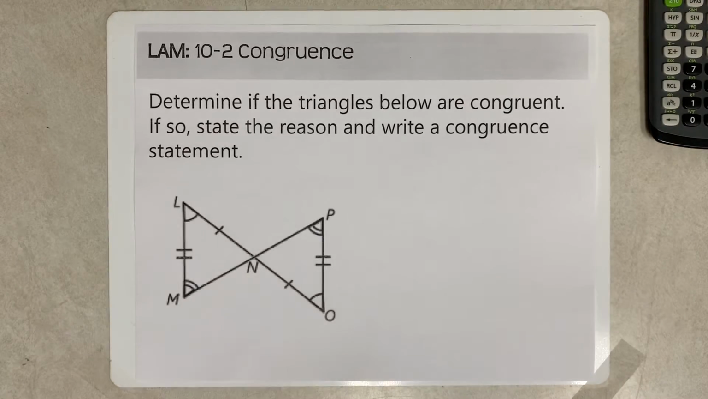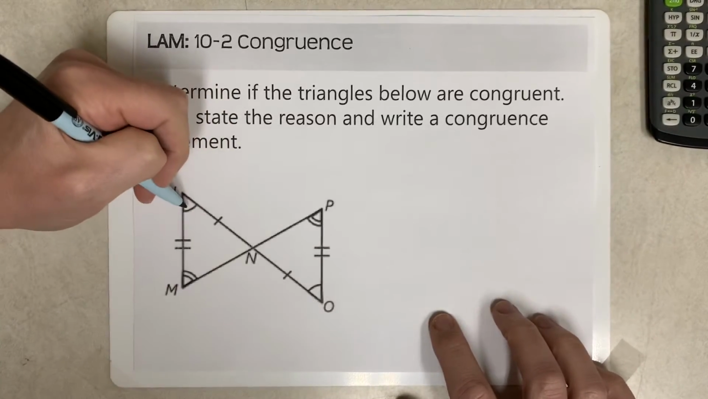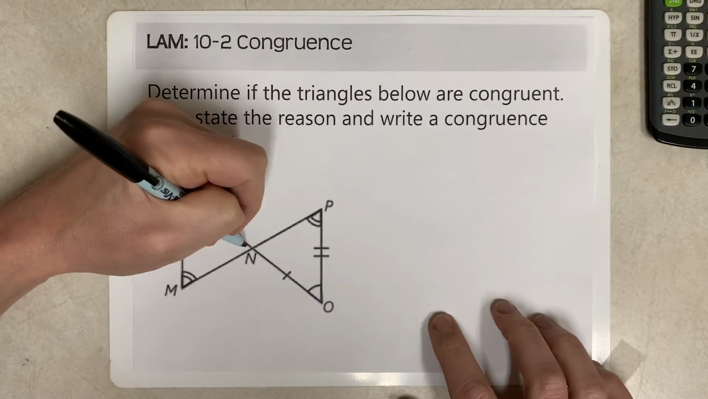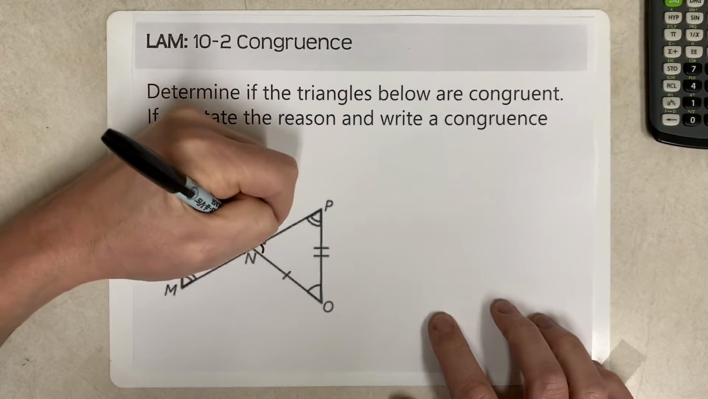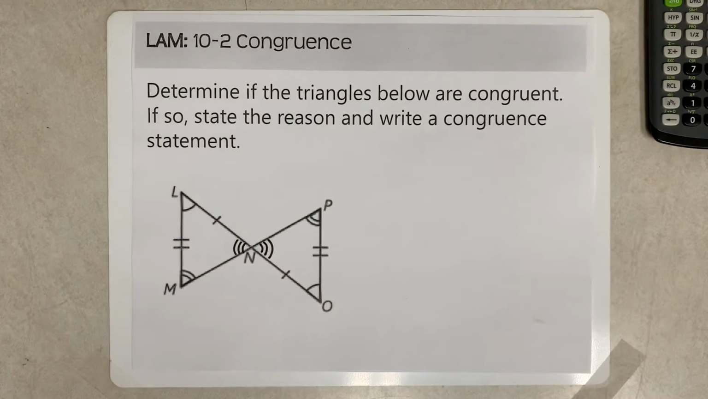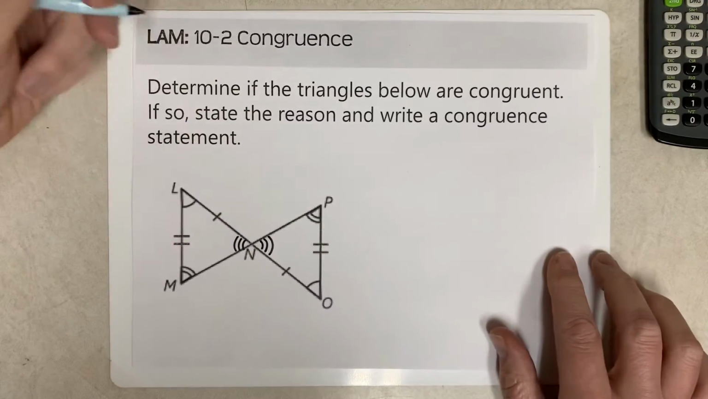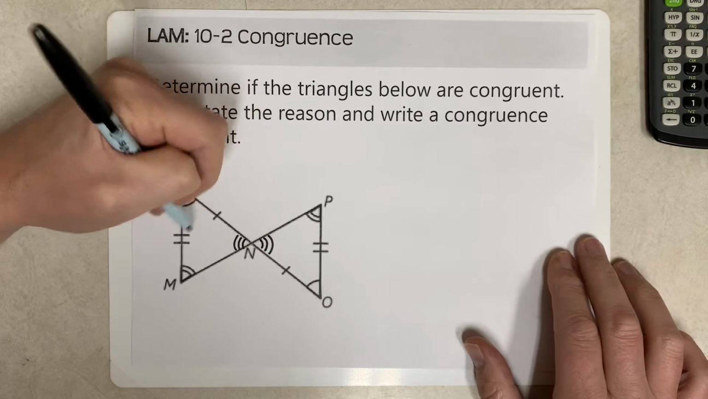Okay, determine if the triangles are congruent again. So let's see. This time I have angle and angle, and I have these two sides. But what's interesting is this is actually a vertical pair. So I can label that like that. I can assume that these two angles are the same, even though they're not marked. So here's what I have. I have all 3 angles matching up, and I have 2 sides.